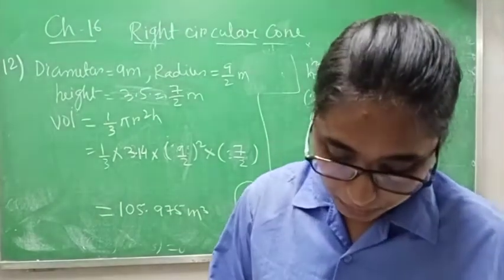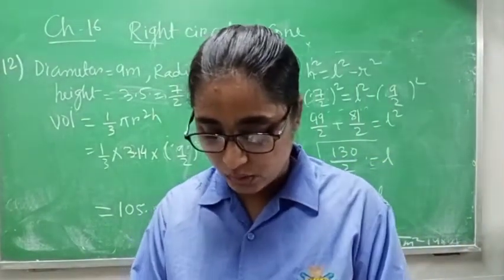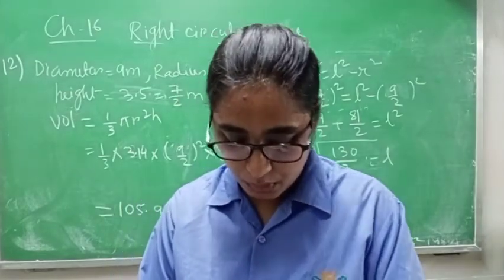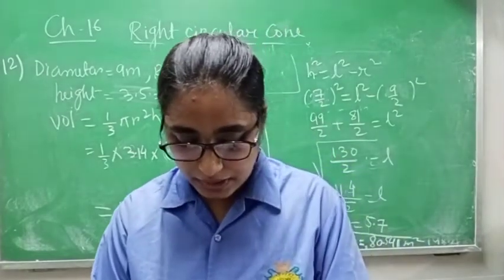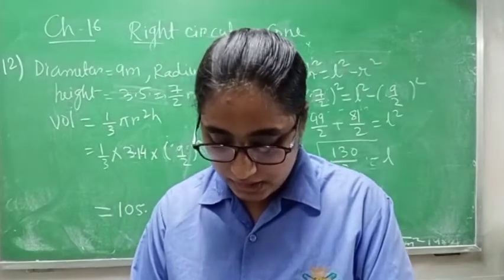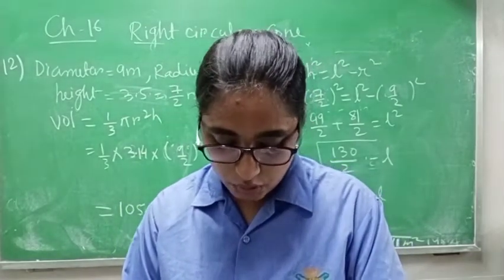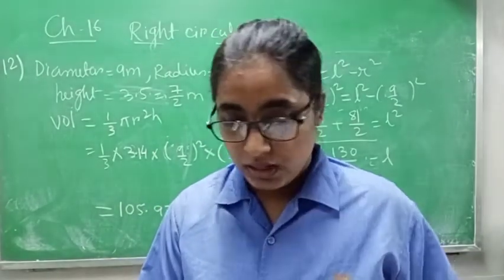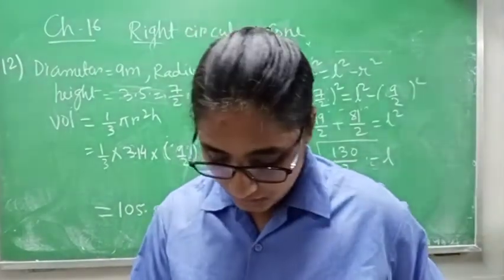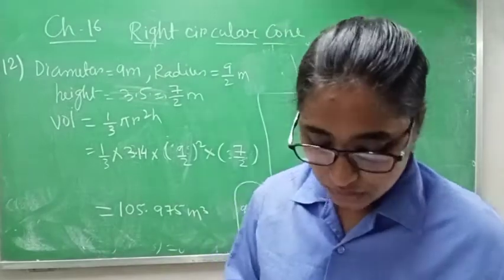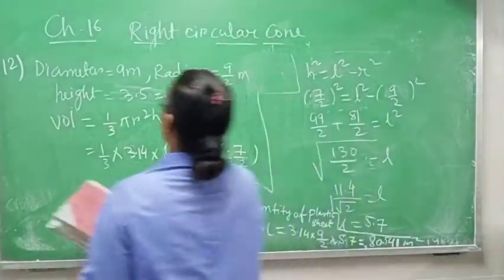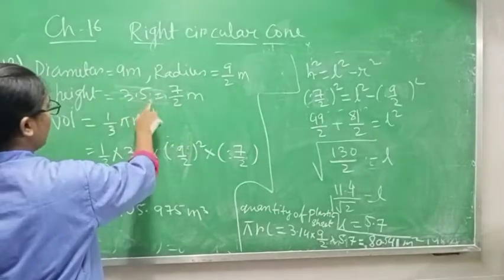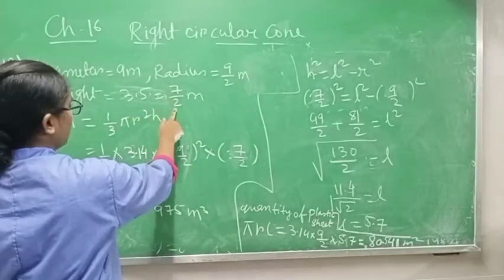Now class 10, see question number 12. It is given a heap of weight in the shape of a right circular cone. Its base diameter is 9 meter and height is 3.5 meter. Let us determine the total volume of weight. Let us calculate the minimum quantity of plastic sheet required to cover up this heap of weight. So diameter is given 9 meter and height is given 3.5 meter. So diameter is 9, radius will be 9 by 2. Height is 3.5 and converting to fraction it will come 7 by 2.